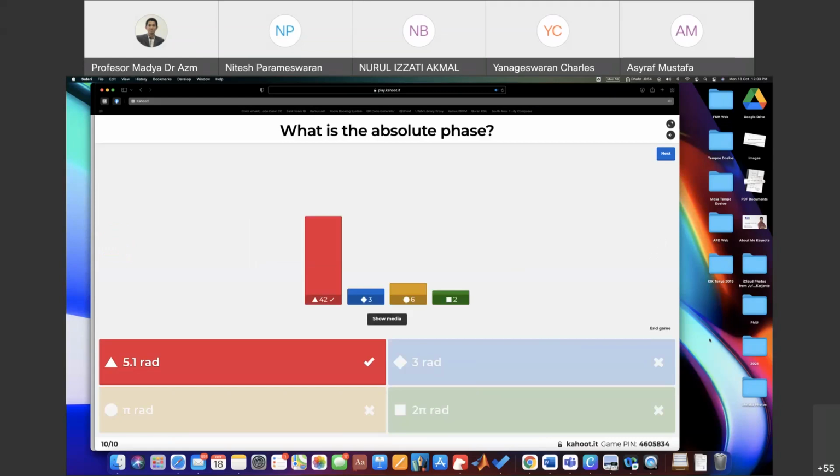Okay, 5.1 radian. The absolute phase. So ingat the phase itu di belakang setelah T. Okay, so kalau ada something 20T plus 2, makna 2 itu adalah phase. Jadi kalau saya balikkan boleh juga, 2 plus 20T. So, makna 2 itu jadi tetap phase ya. Okay, yang melekat dengan T itu adalah frekuensi dia kan.